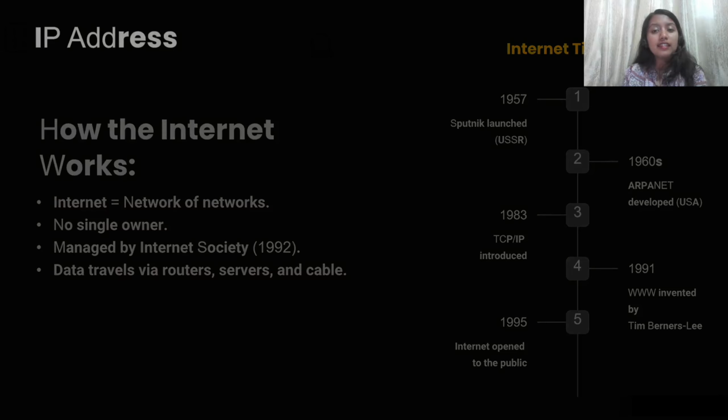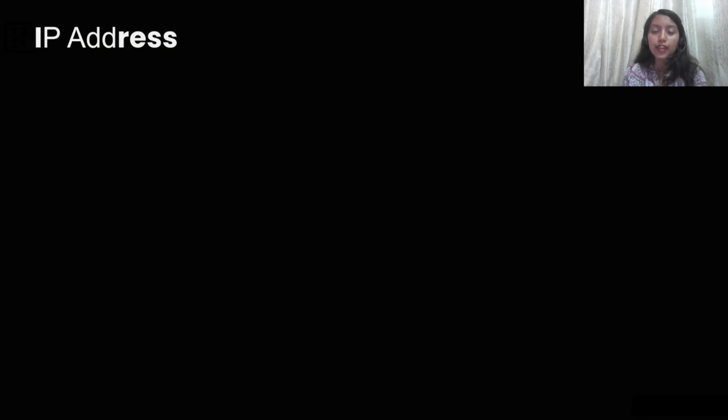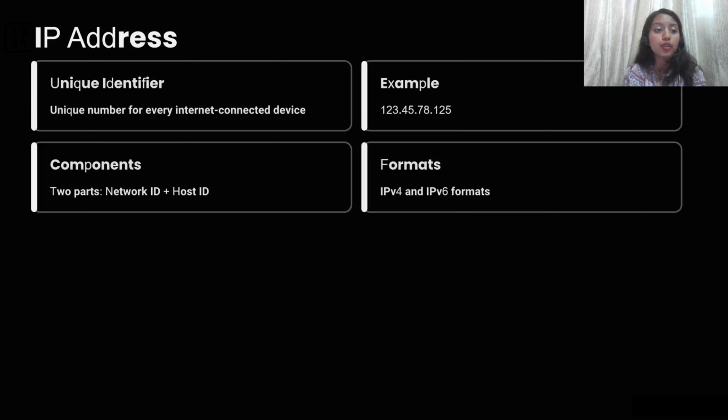Every device connected to the internet, like your mobile phone, tablet, smart TV, or laptop, gets a unique number. This number is called the IP address. An IP address is a unique identifier for every interconnected device. It has two basic parts: network ID and host ID. You can think of it like your digital home address where the internet sends and receives information.